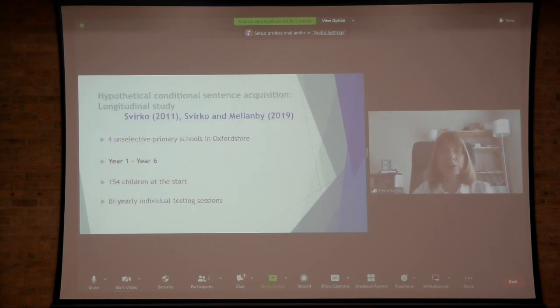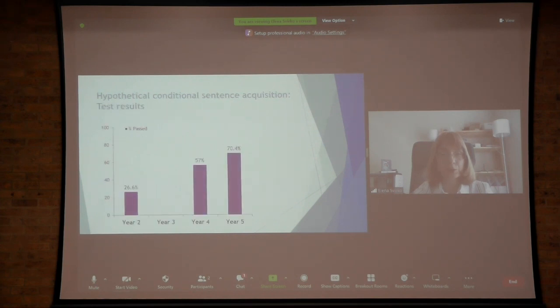We looked at hypothetical conditional sentences in a longitudinal project where we followed a group of children from year 1 of primary school until year 6. And here is just a snapshot of results. In year 2, just over 25% of these children were able to do hypothetical conditional sentences. In year 4, it was closer to 60%, and by year 5, it was 70%. But even so, in year 5, when children are 9 to 10 years old, there is still 30% of children who have not fully acquired hypothetical conditional sentence grammar.